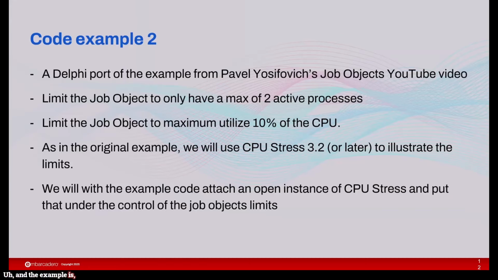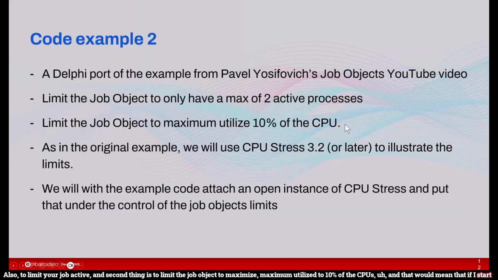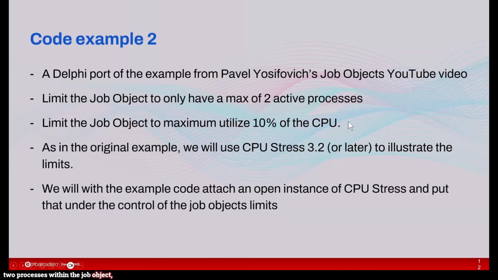And the example is, I'm doing a limit on the job object to only have max 2 active processes. So if I try to start a third one, that would actually fail. The second thing is to limit the job object to maximum utilize 10% of the CPU. And that would mean that if I start 2 processes within the job object, then together they could only have the 10% of the CPU.